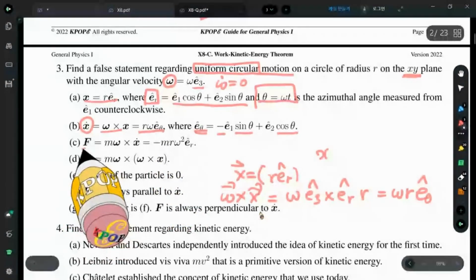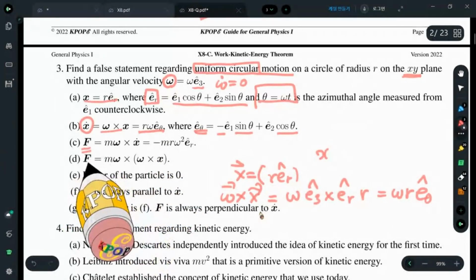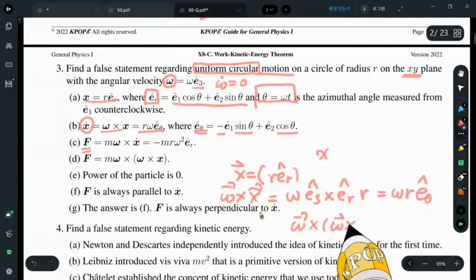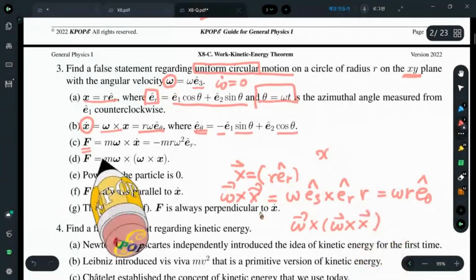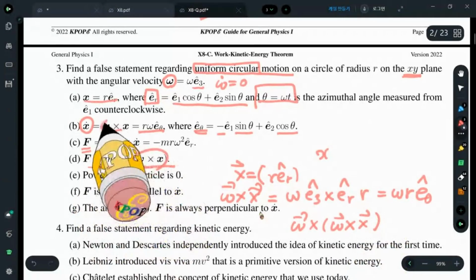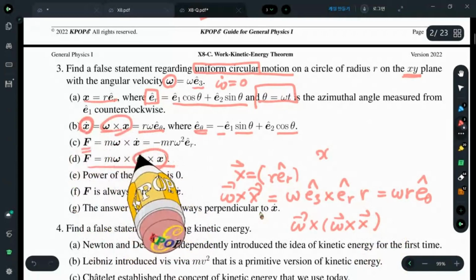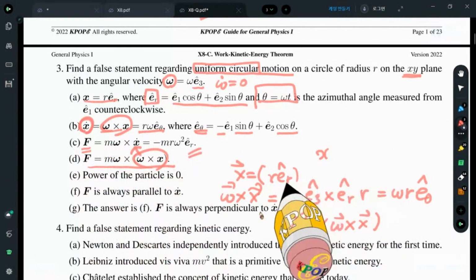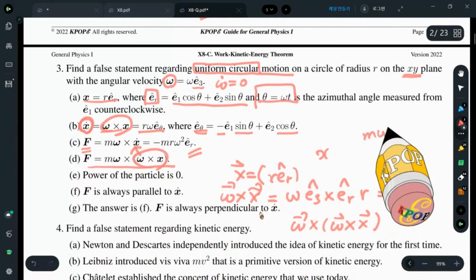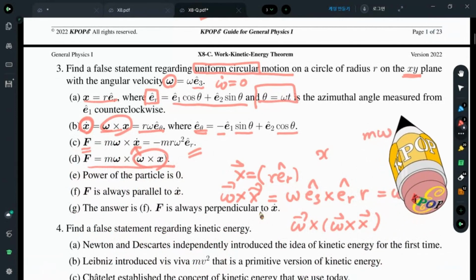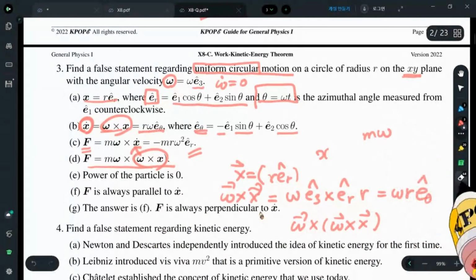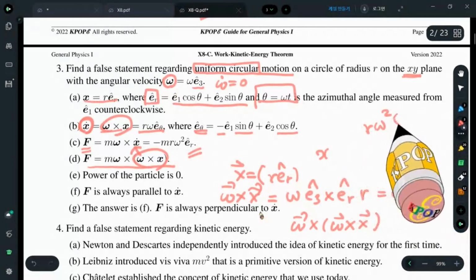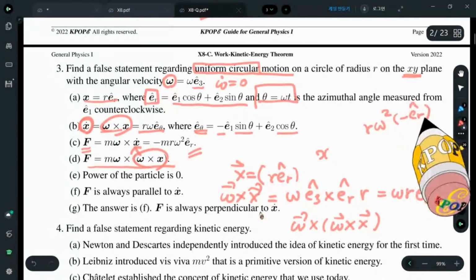Okay. What is the force? Force is omega cross omega cross r, this one. And omega cross r is x dot in here, so we can substitute in here. The answer is the same, always toward the center. And the radial acceleration is r omega squared times minus er hat, right?